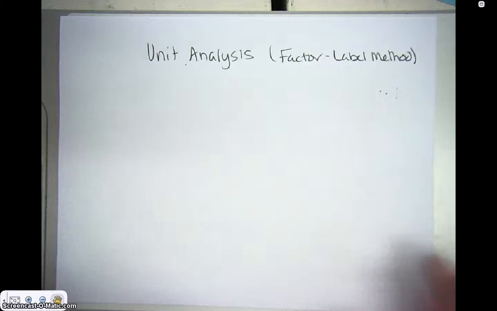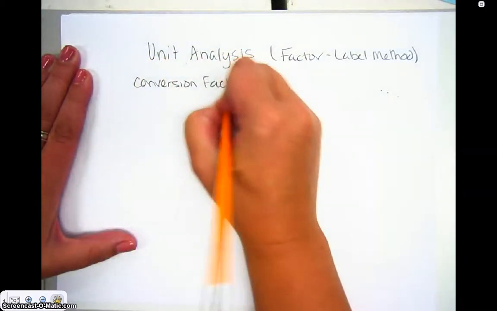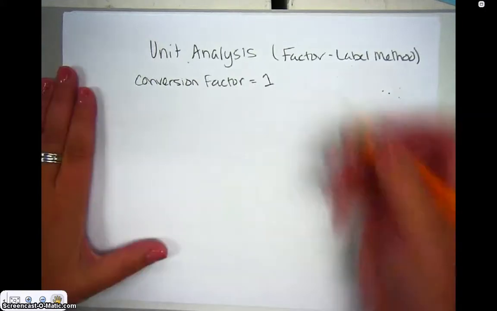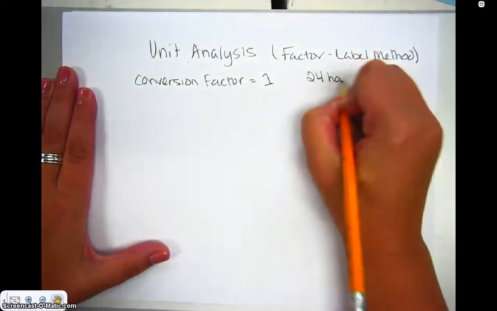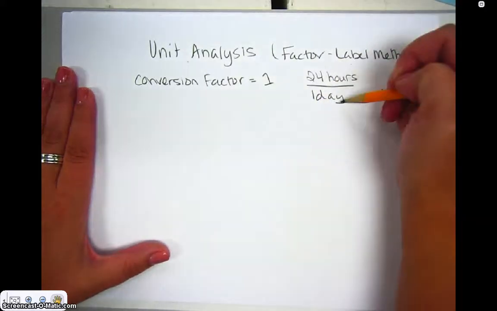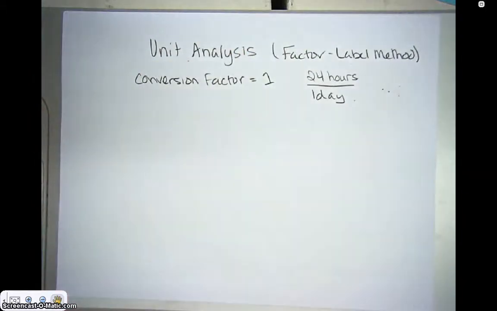Unit analysis is used to convert from one unit to another by using a conversion factor. And conversion factors are always equal to 1. Let me give you an example of a conversion factor. Let's say, how many hours are in a day. There are 24 hours per every 1 day. This is equivalent to 1, because 24 hours is equal to 1 day, right? So we use these conversion factors to go from one unit to another.